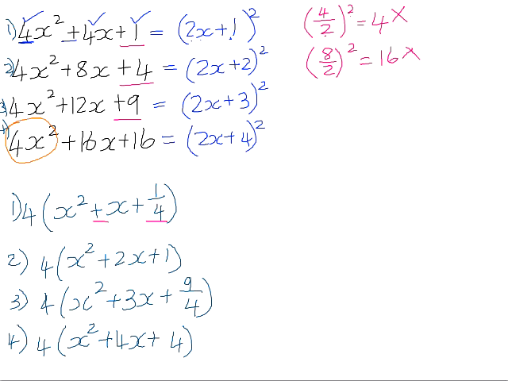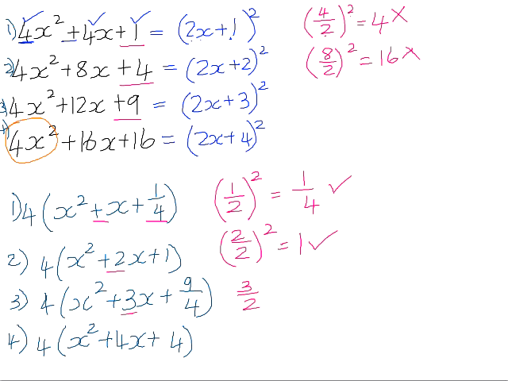Now if we check whether our little rule works, if we start over here, if we look at the relationship between positive 1 and a quarter, if we take the 1, divide it by 2 and square it, yes, that does give us a quarter. Here, if we take the 2, divide it by 2 and square it, that does give us 1. Here, if we take the 3, divide it by 2 and square it, we do get the 9 over 4. If we take the 4 and divide it by 2 and square it, we do get the positive 4 at the end.